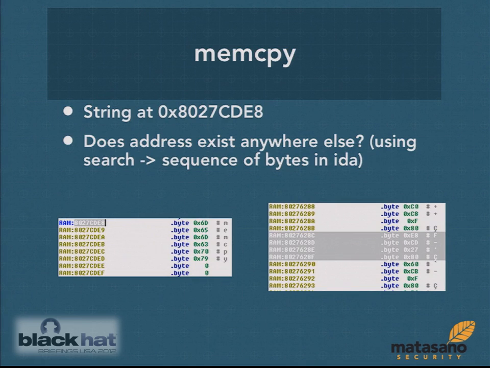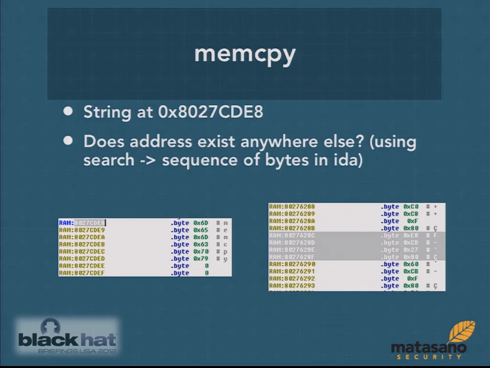When I started looking at it, I was specifically looking at the memcpy string that's in there. If you can see on the left-hand side, the highlighted address is the beginning of where literally the string memcpy starts. I used IDA to search to see if that set of bytes existed anywhere else in the image. Turns out it existed in only one other place, as you can see highlighted on the right. The actual byte value, if you go from the bottom up, is 8027CDE8, which is exactly the same as the one on the left. I thought this couldn't just be a coincidence, so I kept looking further.